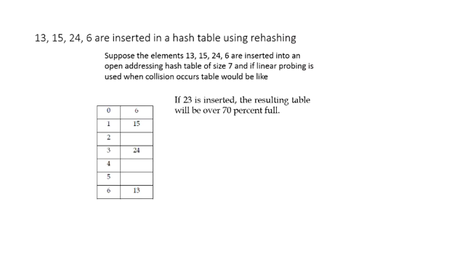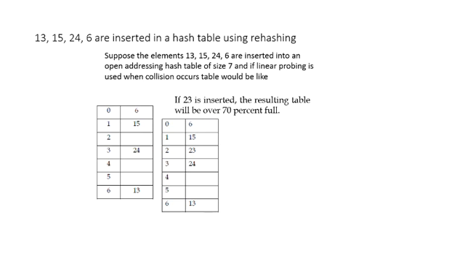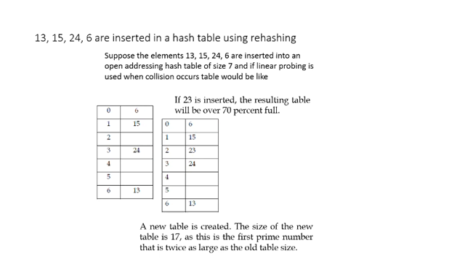So I have inserted 13, 15, 24, 16 into the table with the simplest hash function, mod of size. So all 4 elements are inserted. Now you can see nearly about 70% of my table is filled. So if I try to insert 23, it will become 70% full for my table. So now I need to create a new table. So I will take my table size as 17. It's the next prime number we have after 7, which is twice as large as the old table size.